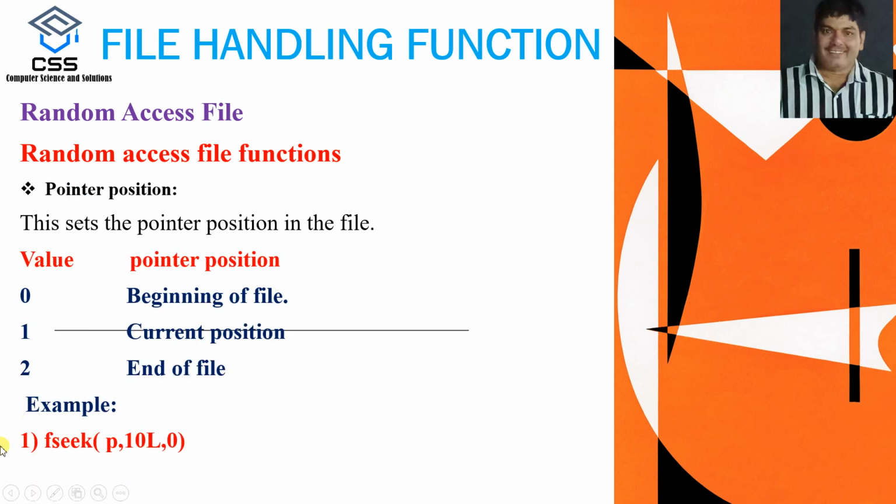Pointer position means 0 is the beginning of the file, 1 is the current position, 2 is the end of the file. How do you write it? Suppose you write fseek, p is the file pointer, 10L means you want to extract 10 bytes in the positive, forward direction, 0 means the beginning of the file. If 1, that is from the current position. If it is the end of the file, there is no positive, a negative L will be given. Why will a negative L be given? Because at the end there is no forward direction, there will be a backward direction.